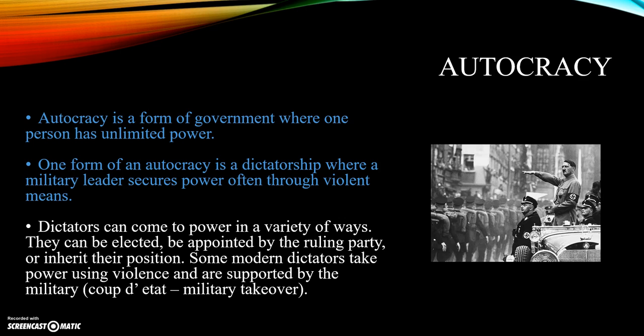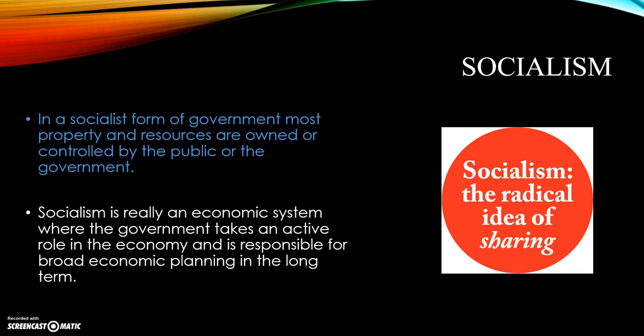There's several different forms of autocracy. One is a dictatorship, where usually it's a military leader who's secured power, usually through violent means. They use what might be called a coup d'etat, which is a military takeover. Sometimes they can be elected. That's what happened with Hitler. He was actually democratically elected to be Chancellor of Germany. Once he was in office, though, he took over and made himself dictator. So there's several ways that an autocracy can be formed.